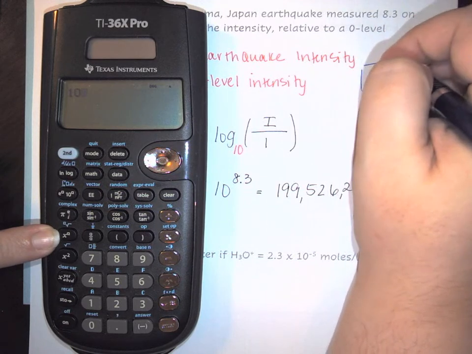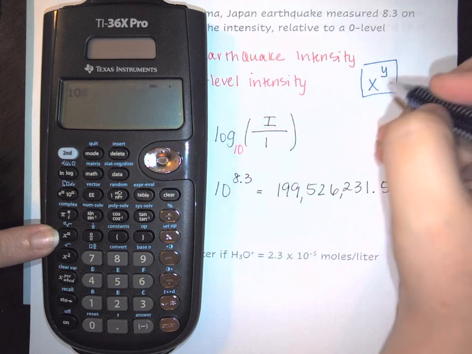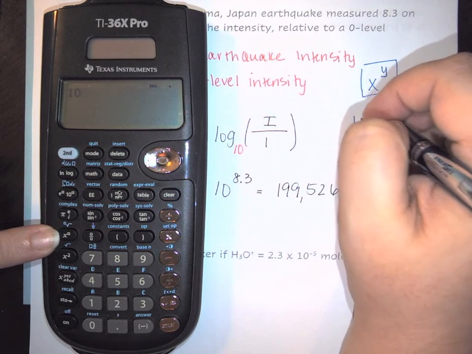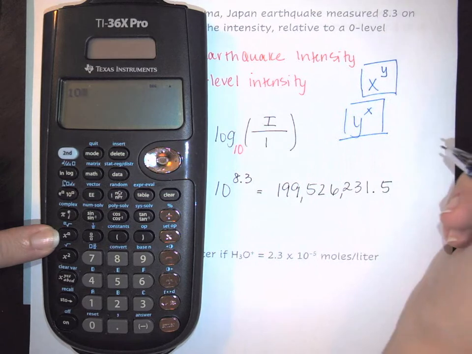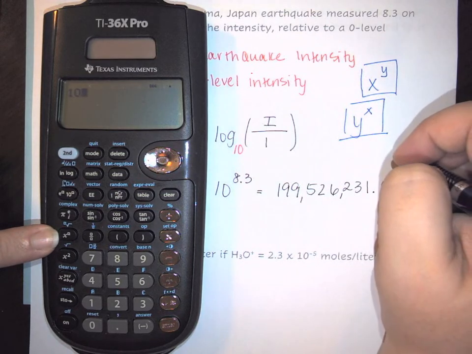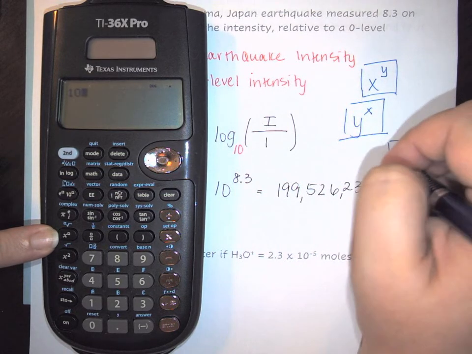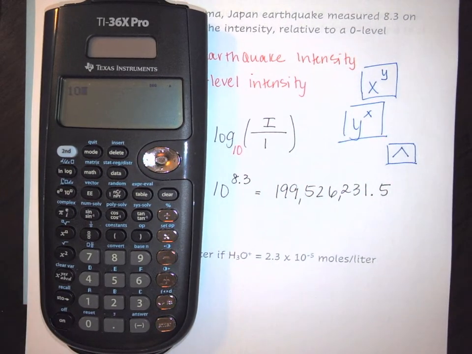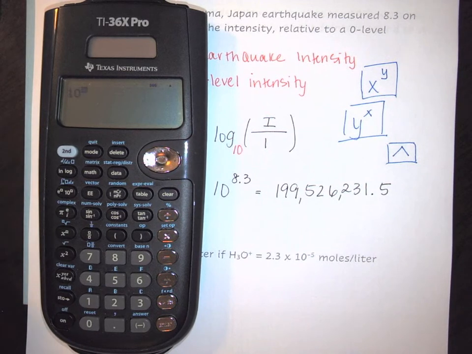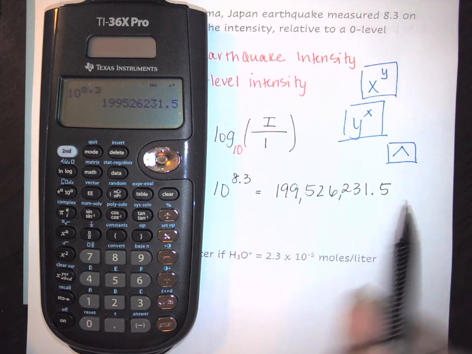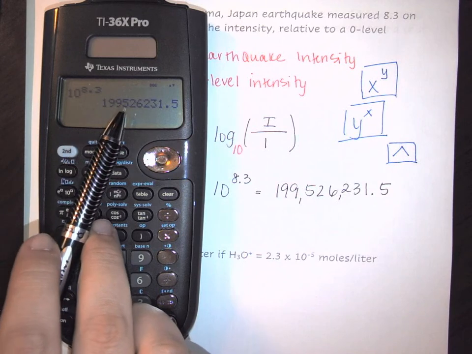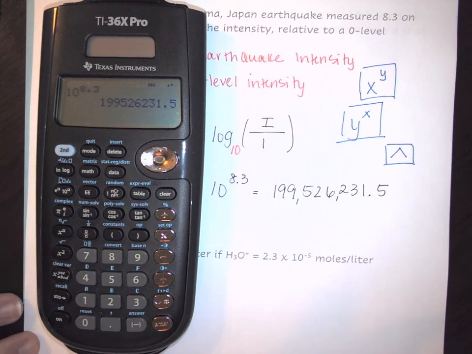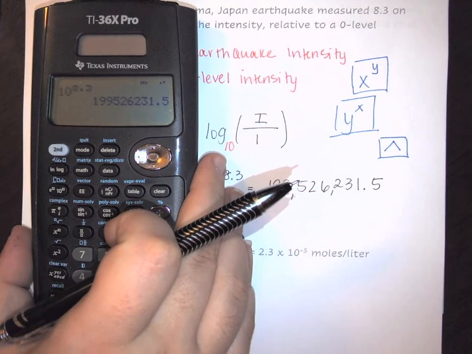Okay, so you could look for a button like this one. They also might have it looking as Y to the X. Okay, so it could be like that. Or you might just simply see a caret or a hat-like button. So any of those can show up and they all mean the same thing, but for mine I've got this X to the box, so notice that's going to offset my value. And I just simply plug in the 8.3 and hit enter, and notice that's exactly what I have here. 199,526,231.5, and so that is the intensity of that earthquake.